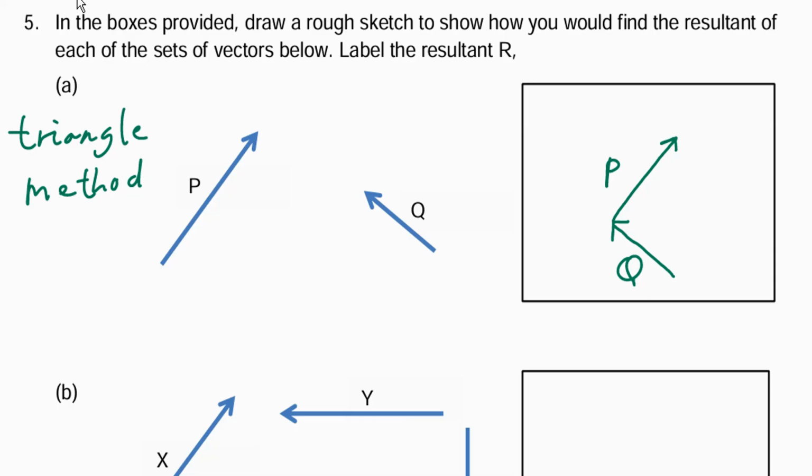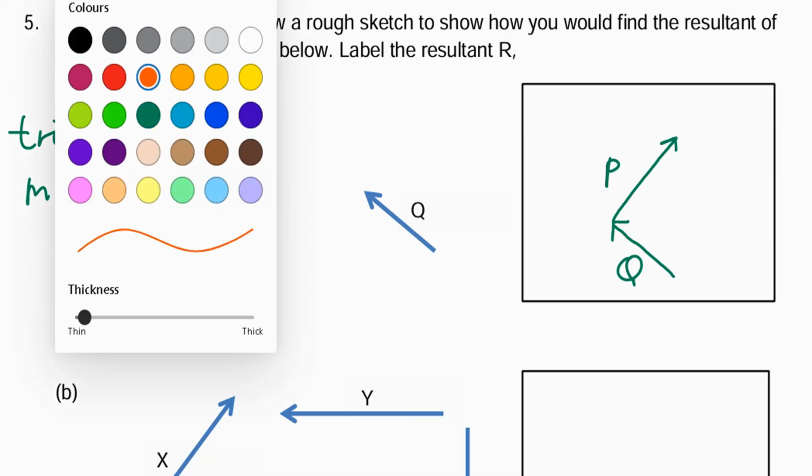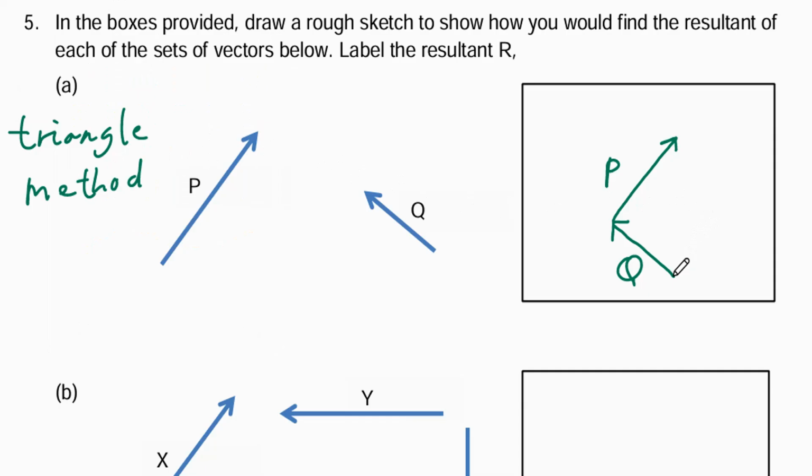Then the resultant will be the vector drawn from the tail of the first one, so from the tail of Q to the head of the second one, so the head of P. So this will be our resultant R. Let's look at B.